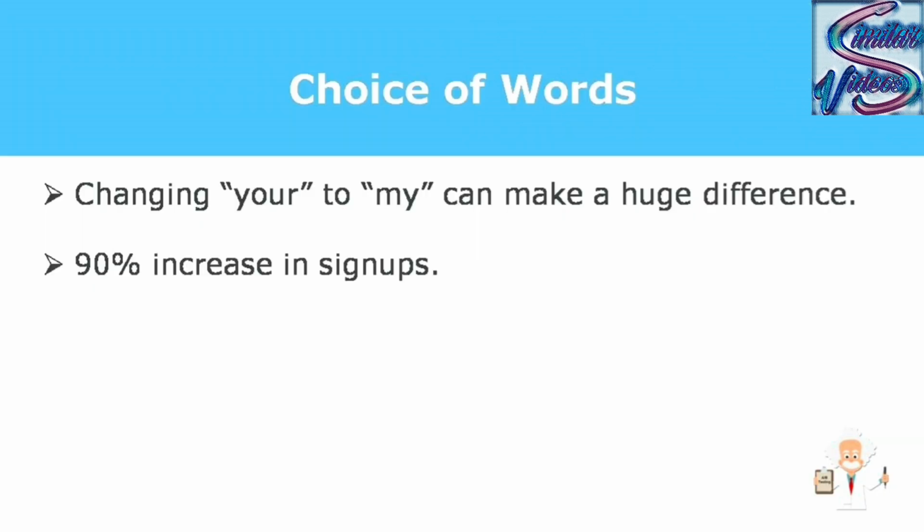Choice of words. In CTAs, you have a very limited space for words to convince your readers to click on it. It's best to keep your CTAs concise and persuasive. Here are some tips that I'd like to share. Here's a surprise. Changing your to my can make a huge difference, which results in a 90% increase in signups. This is because the word my refers back to the marketer. This signifies that the word represents something really personal and connects well with the reader.